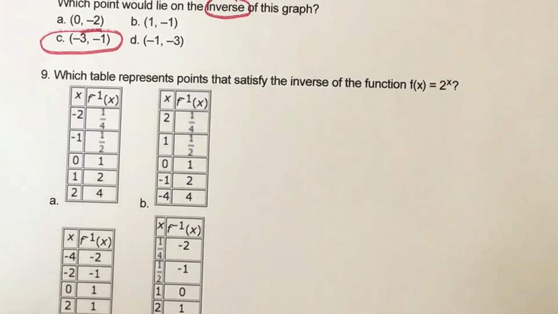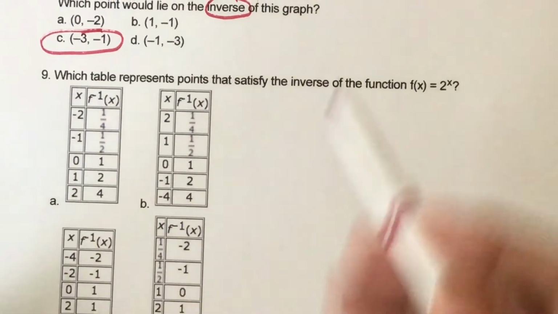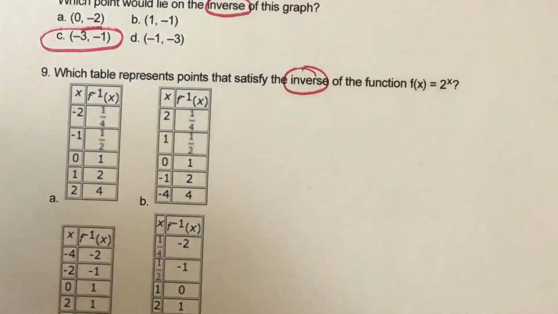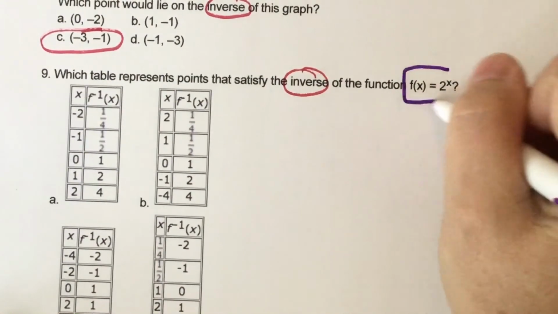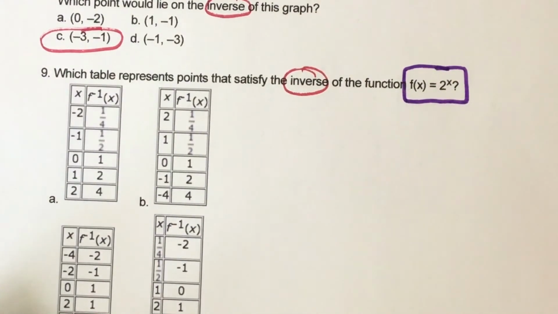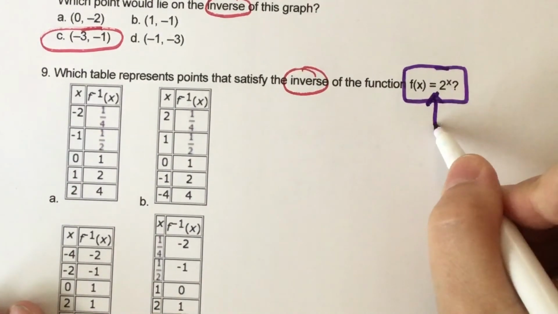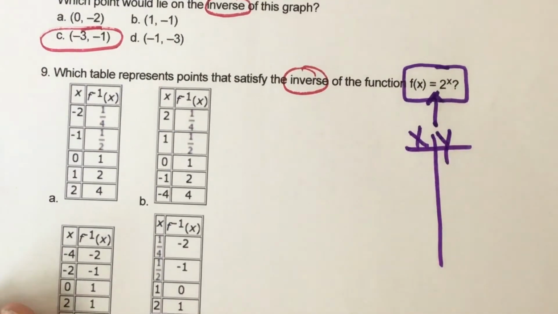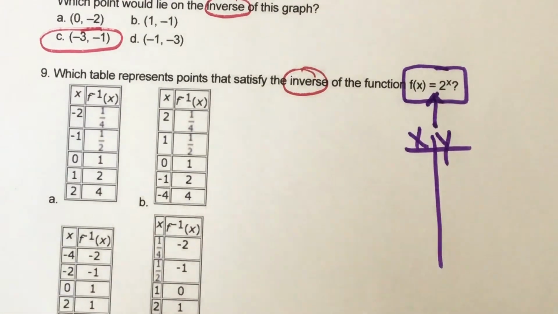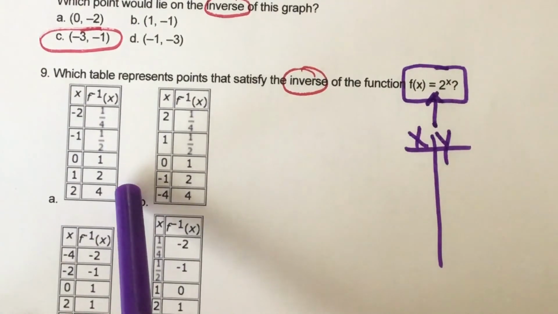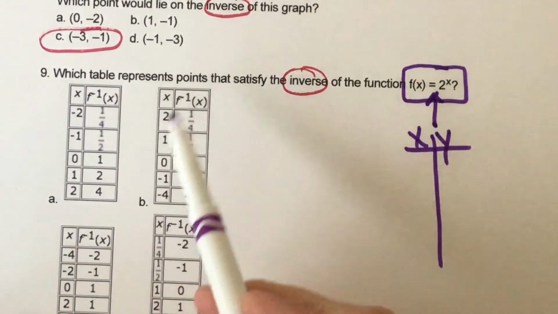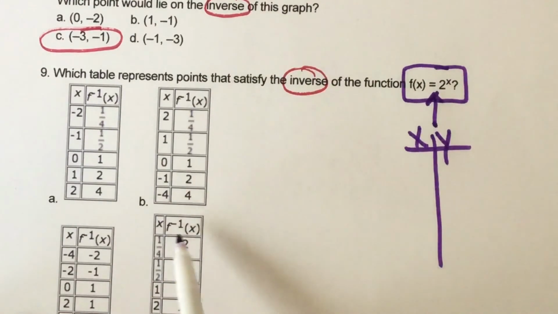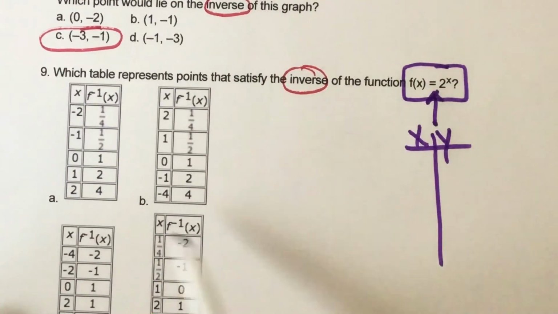Okay, next one up. It says, which table represents points that satisfy the inverse of the function f of x equals 2 to the x? Okay, so I'm going to do what I've been doing on the last several problems. I am going to make a table for the original function, and then I'm going to flippity-floppity them and see which of these I see. Because these are all the inverse of f of x over here. So these have already been flippity floppity.